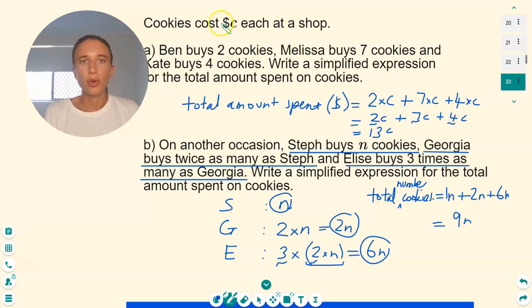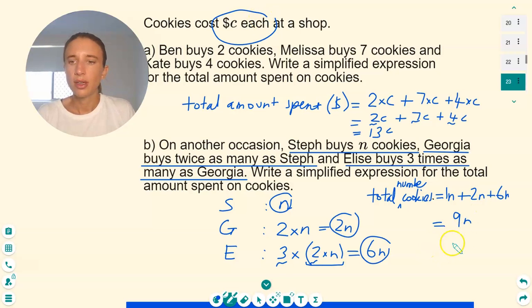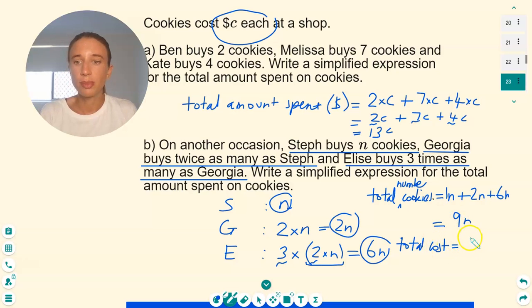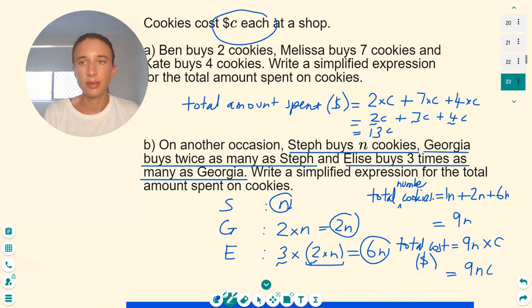Now, we know that the cookies cost C dollars each. So the total cost is the number of cookies bought, which is 9N, times the cost per cookie. And that will leave you with dollars. All right, so this one is 9NC.